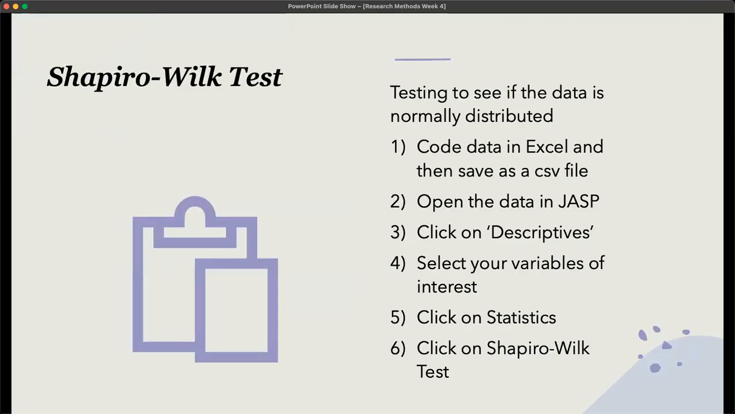So again, for the Shapiro-Wilk, you're going to code all the data in Excel and save it to a CSV file. Open JASP. You're going to click on descriptives, select your variables of interest, click on statistics, and click on Shapiro-Wilk test. Okay, let's see what that will look like.